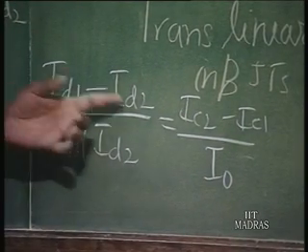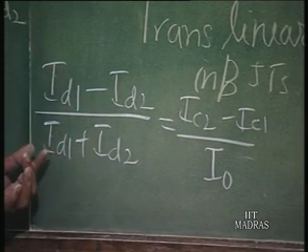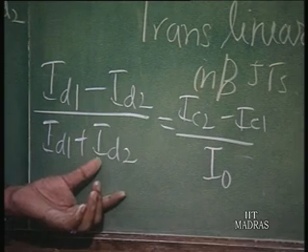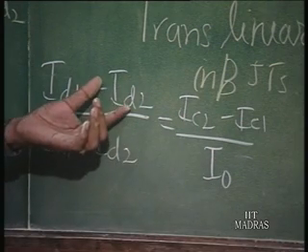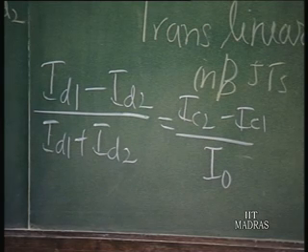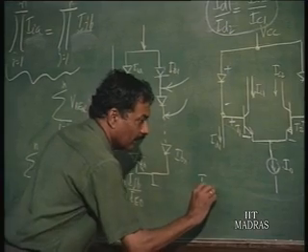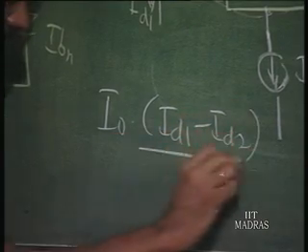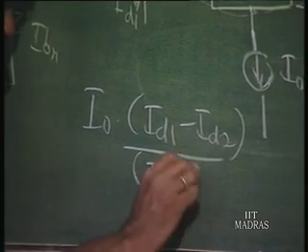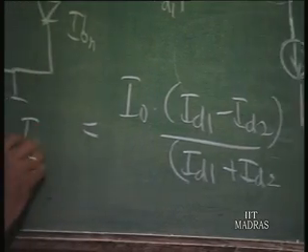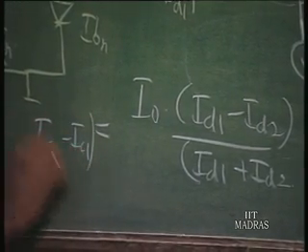So, I D 1 minus I D 2, the differential input current, divided by I D 1 plus I D 2, the common mode input current, twice that, into I naught, which is a DC current, is equal to I C 2 minus I C 1. This is the basic principle of Gilbert cell: I naught into I D 1 minus I D 2 divided by I D 1 plus I D 2 equals my differential output current I C 2 minus I C 1.